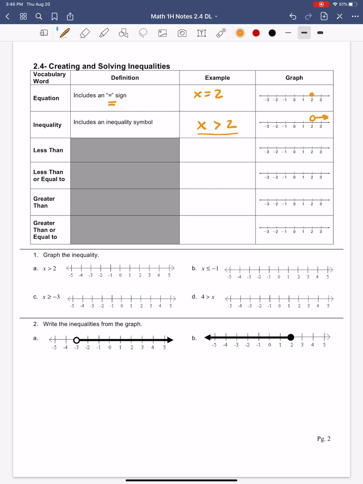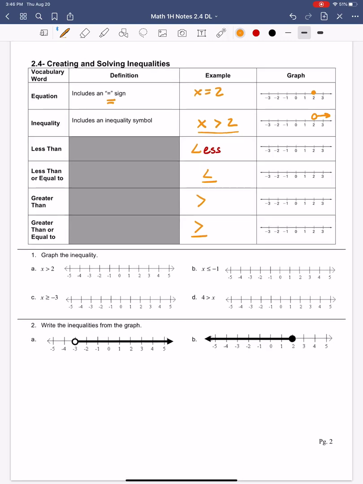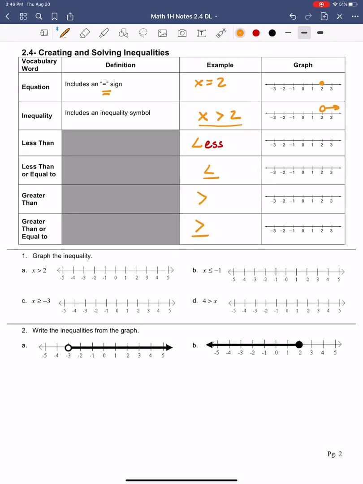So we have 4 options for inequality symbols. We have a less than symbol, which looks like this, in that direction. Right? Sometimes I do this so that we can see it's less than. See that L there? Okay. We then have less than or equal to, which would look like this. We have greater than, which is in the opposite direction. And we also have greater than or equal to. So the or equal to has the bar underneath, right? Like it's half of an equal sign.